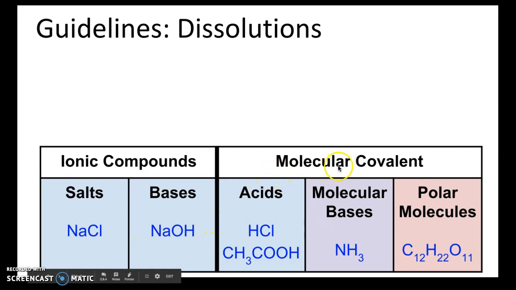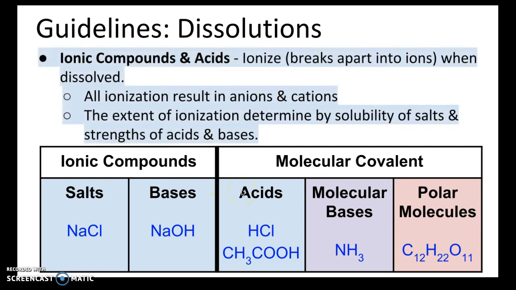And we also have molecular covalent compounds. We have acids, which are recognized by the hydrogen in the front, molecular bases, which are amines, and polar molecules. And these are sort of color-coded based on what happens. So let's start looking at the things that are color-coded here in this light blue color, which are our ionic compounds and our acids. So what happens when we dissolve ionic compounds and acids?